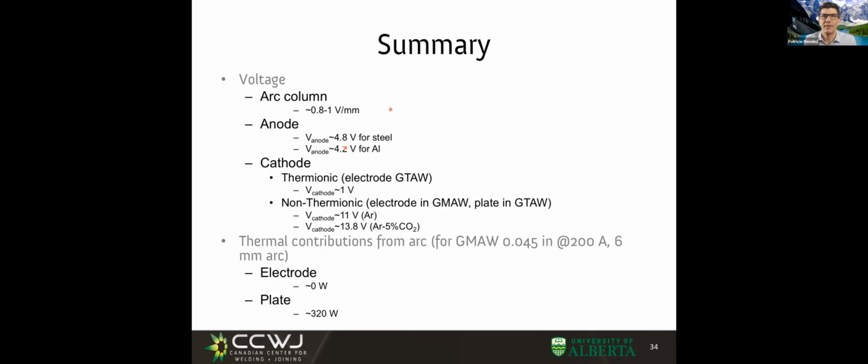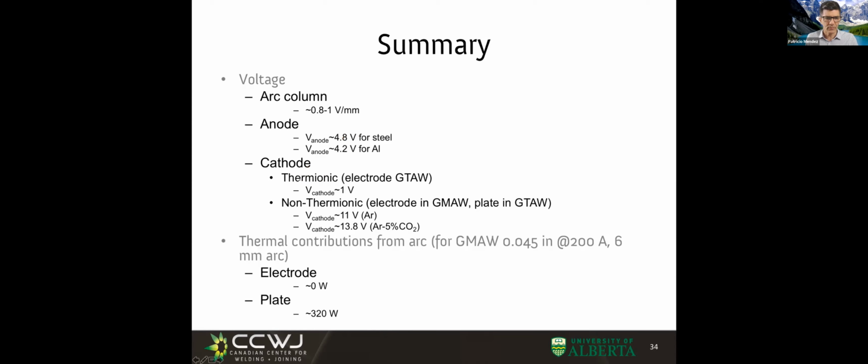So if I were to have 100 amps, how much power is in the anode of a steel? Typically in MIG, for example, the anode would be the electrode, and 100 amps multiplied by the voltage would give us 480 watts. And those 480 watts are what melts my wire. That's how we are going to calculate the deposition rate later. If it is TIG, the anode is the plate. And if I have 100 amps, 4.8 volts times 100 amps is 480 watts that are melting the plate.